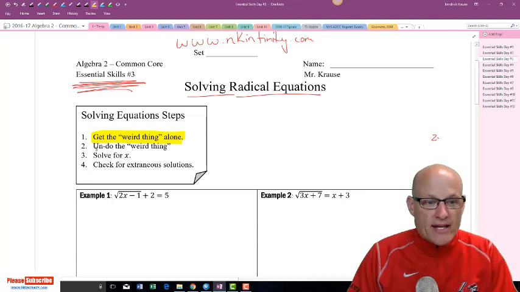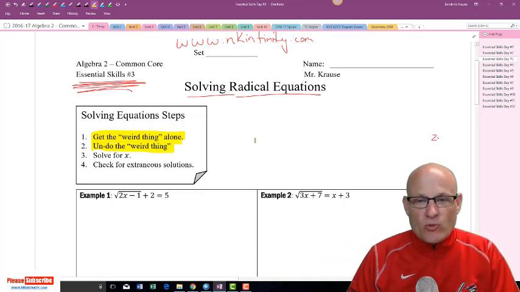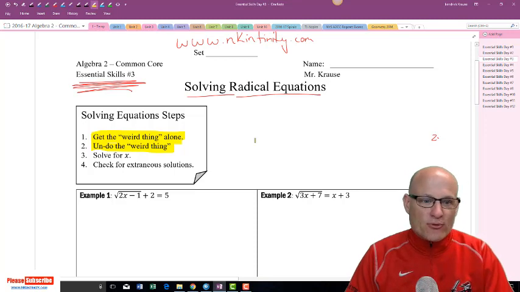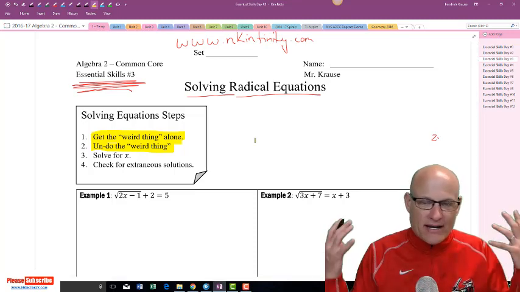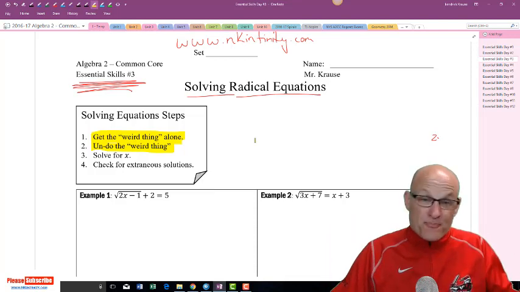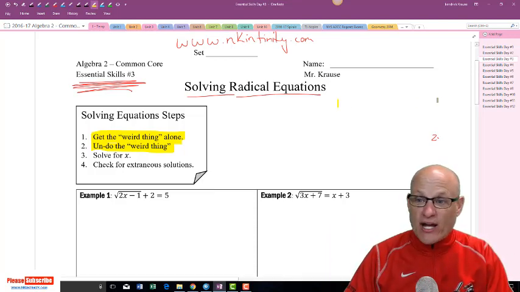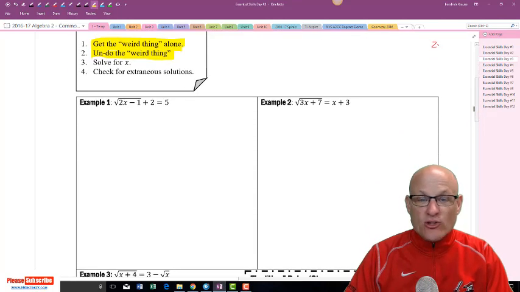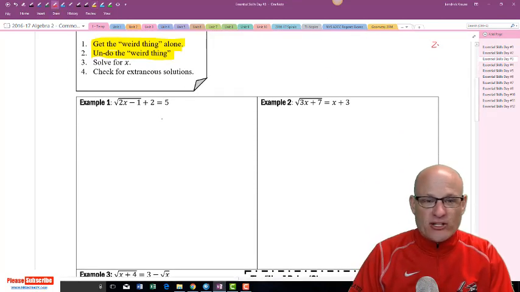Once you do that, you what we like to call undo. How do you undo a radical? By squaring it. You do its inverse operation. But I want you to think about it as, okay, get the weird thing alone. Undo the weird thing. Solve for x. Radicals must be checked. Must be checked. So let's just go through a couple of examples. You'll see it's pretty simple.